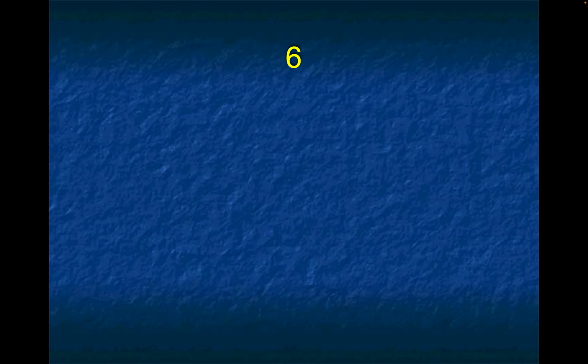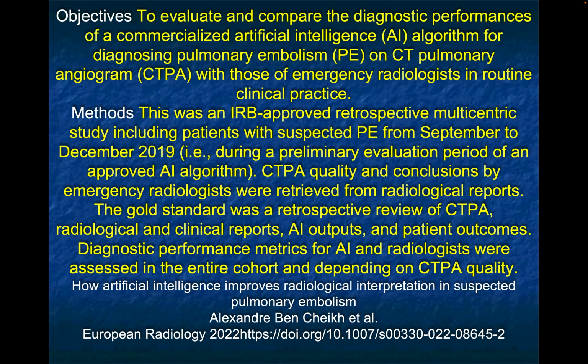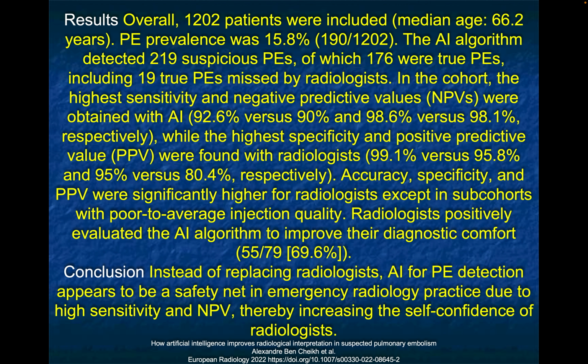So let's see. All right, I'll give you one more, number 6. To evaluate and compare the diagnostic performance of AI algorithms for diagnosing PE on CT. And this was an article published in European Radiology just a couple of weeks ago. And their conclusion was that AI was very good. Their conclusion, instead of replacing radiologists, AI for PE detection appears to be a safety net in emergency radiology practice due to high sensitivity and negative predictive value, thereby increasing the self-confidence of radiologists.